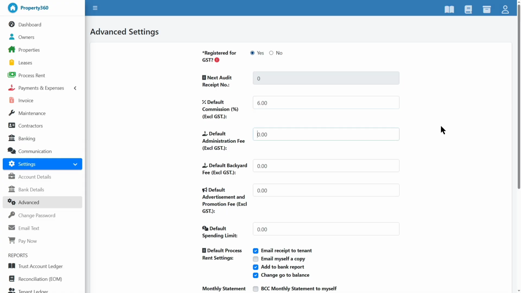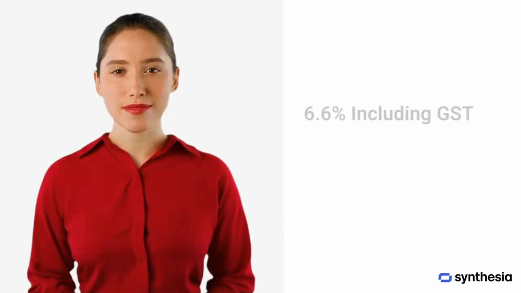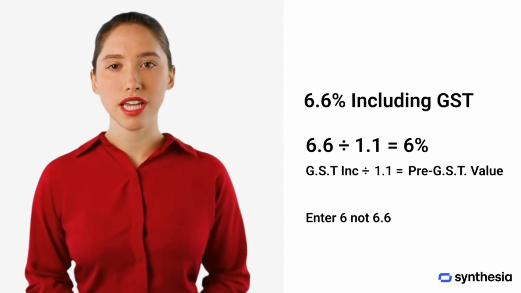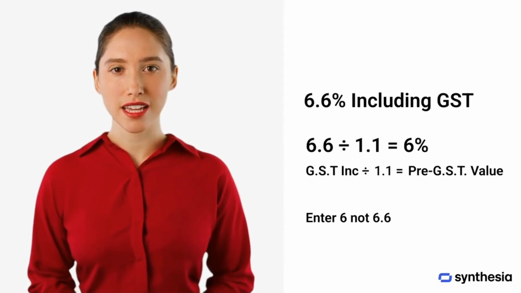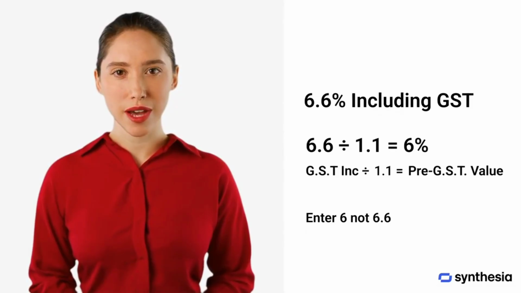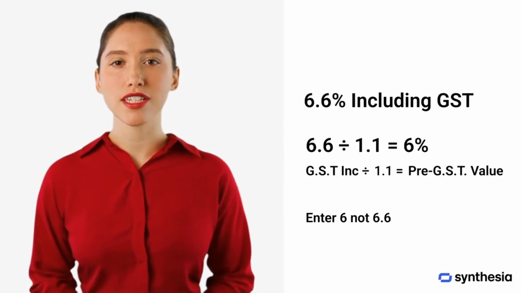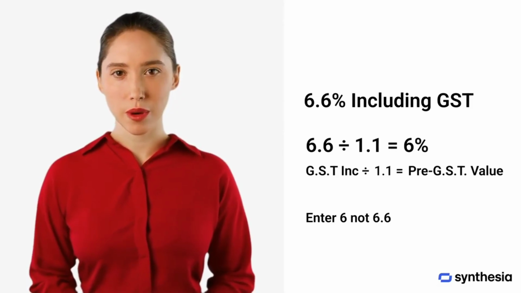Default admin fee for each property. This can also be customized differently for each property later on as well. Please note that all amounts for commission rate and admin fee are entered pre-GST. To convert a GST inclusive amount to a pre-GST rate, divide the GST inclusive amount by 1.1.